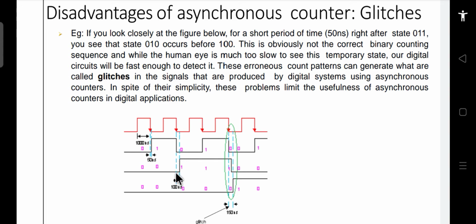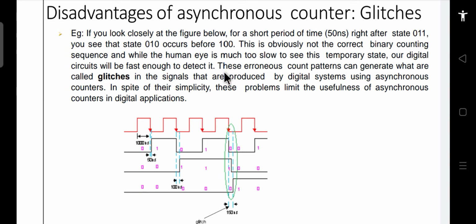So it is becoming 000 in this region. You can see this. So this incorrect output in this certain state is called a glitch. Whenever this propagation delay is too large, then the glitch's size will also be too large, and you may interpret the output as incorrect, because in between it always shows some incorrect outputs. So they are called glitches, and that should be avoided.